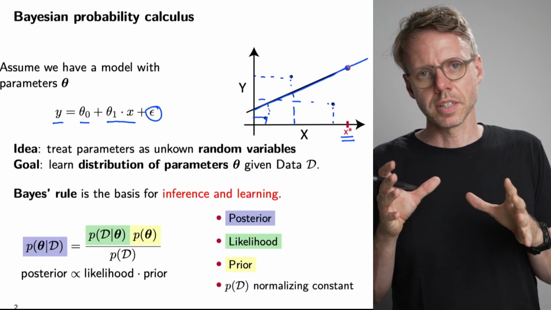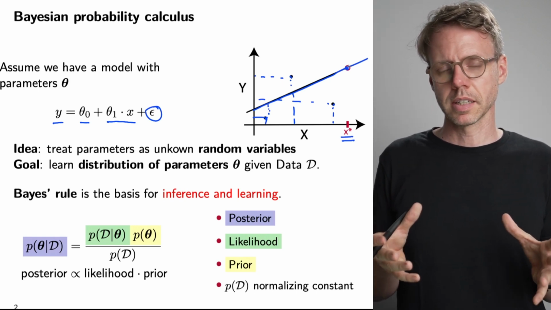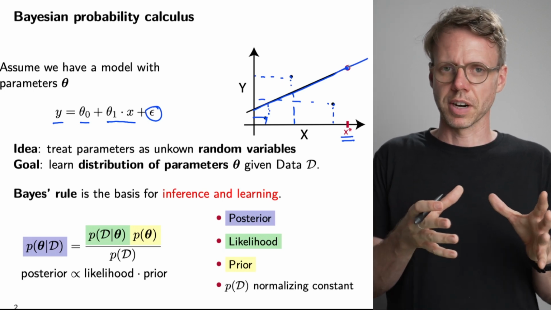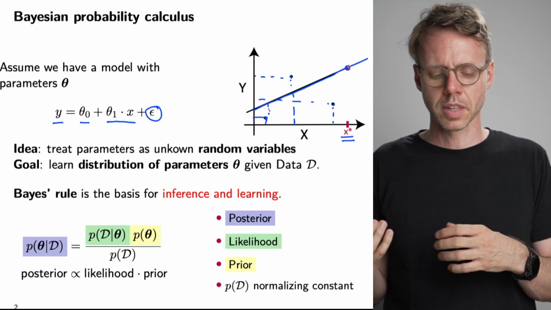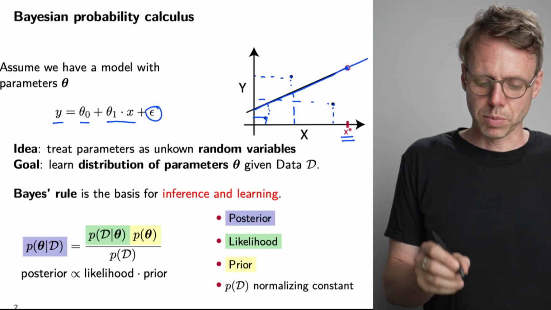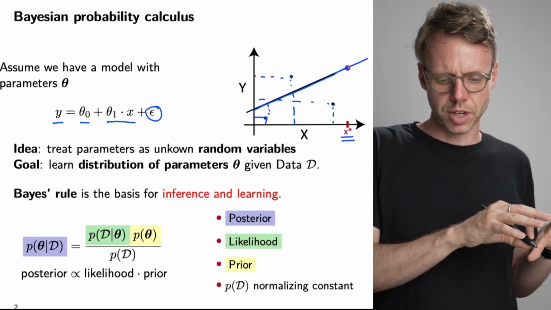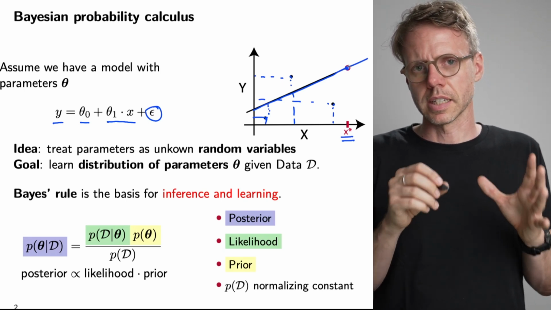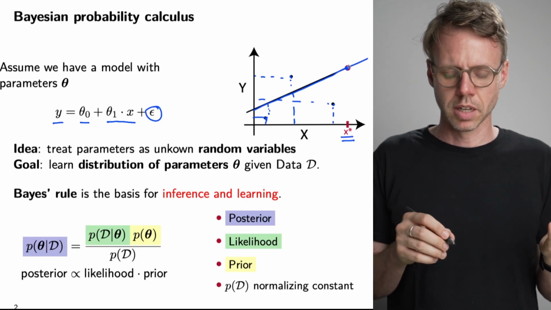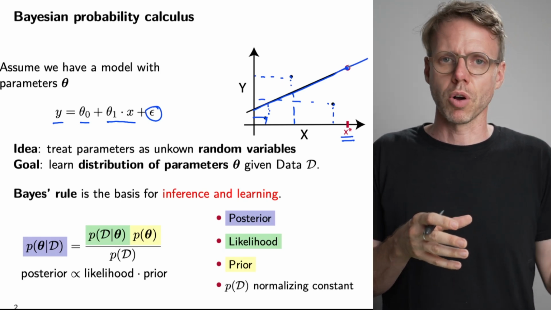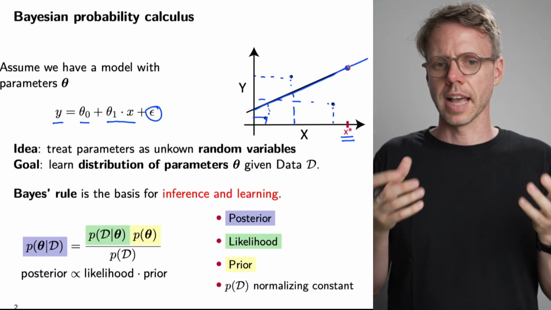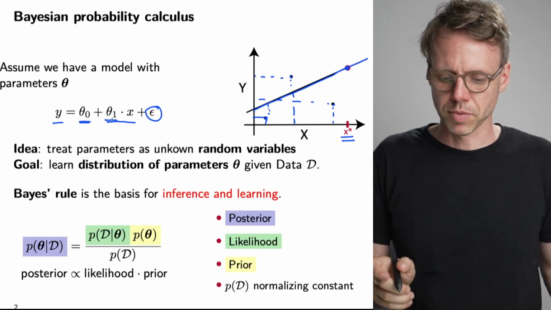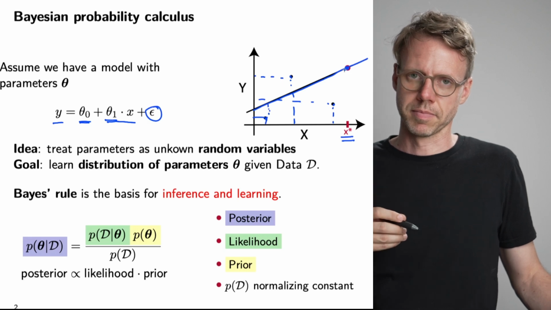Remember that in Bayesian inference, we would treat the parameters in a model as unknown random variables. Unknown random variables are also called latent variables. And we would learn a distribution of these parameters given the data. So this is different from making a single point estimate. So far for linear regression, we've always computed a single estimate of these parameters, for example, by minimizing the squared error over our training dataset.